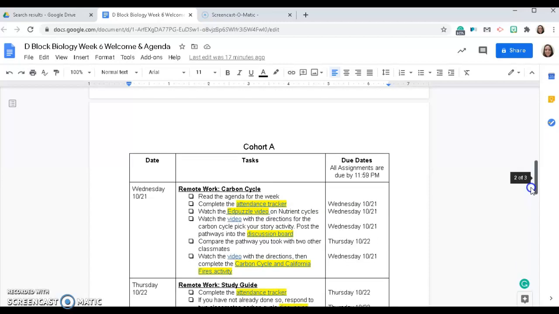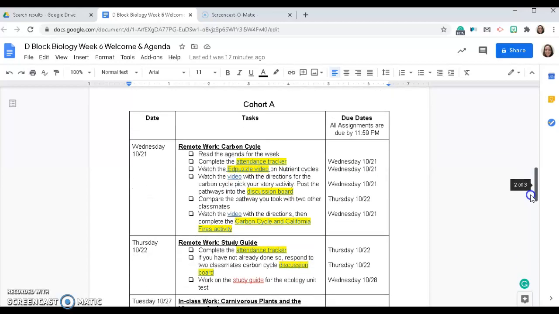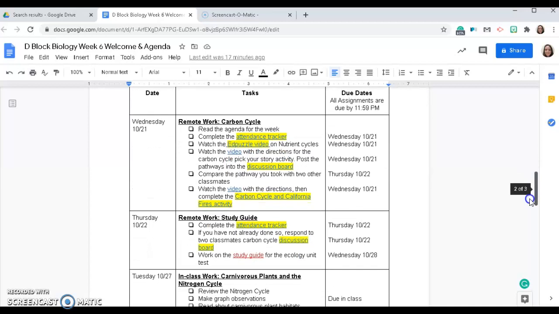So here is the schedule, or the agenda, for each day. On Wednesday, you're going to read the agenda, complete the attendance tracker. Please do not complete the attendance trackers early. A lot of people are doing that. You really need to wait to do them on the day that they are due, because if you do them early, then I can't mark you present for the day that you're supposed to do it. So wait to do those until the day that they are due.